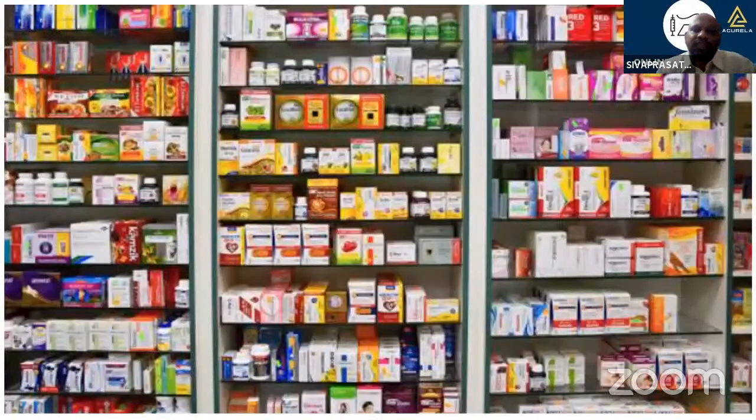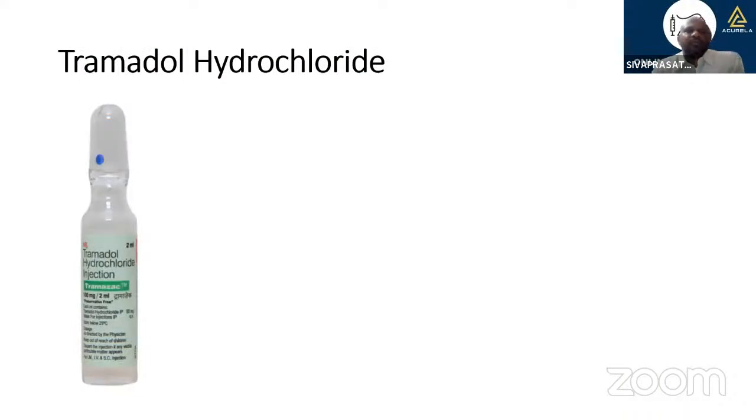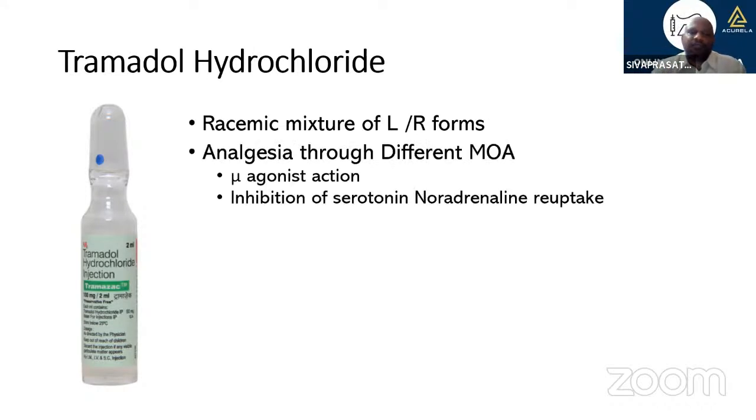Coming to some pharmacology of individual drugs, first we'll talk about tramadol hydrochloride, which is commonly used. It is a racemic mixture of both levo and R forms. All these drugs will act only in pure form, either L or R form. But here, this is a racemic mixture, and the pharmacological effects depend on 50-50% of L and R forms. The analgesic effect of both forms comes with a different mechanism of action. One form is a pure mu agonist.